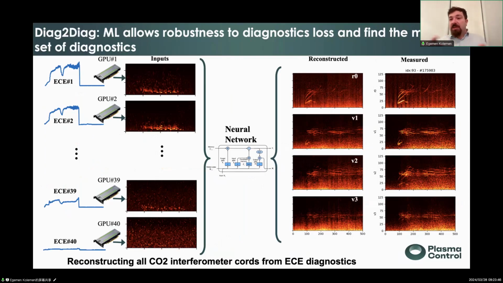So this allows you to look at all the diagnostic sets and rank them and say, these are the ones we need, top 5. We don't need all the 50.